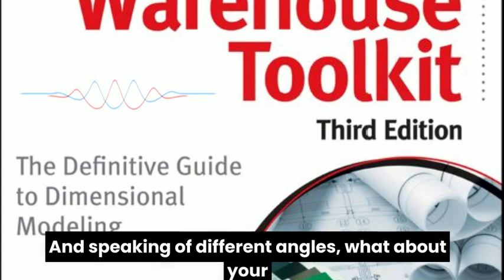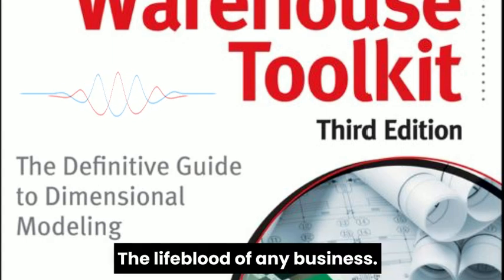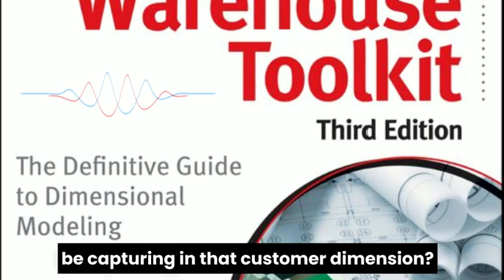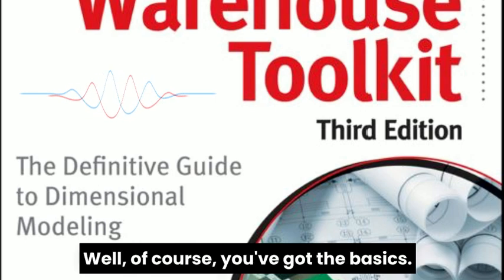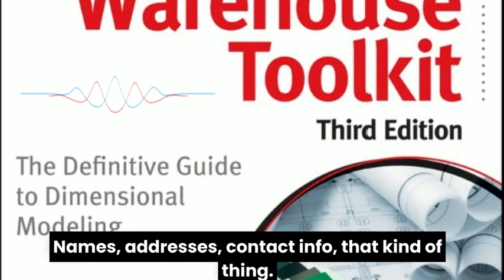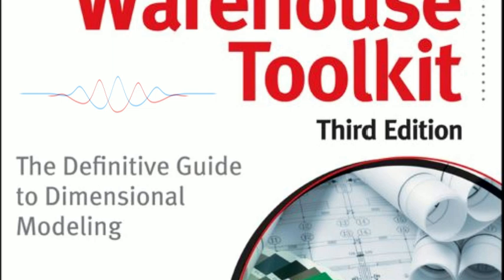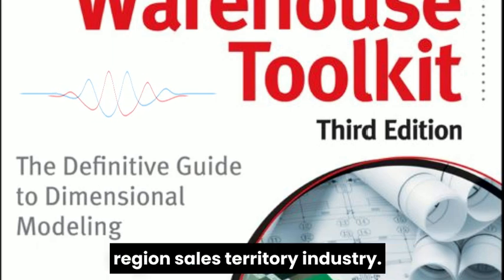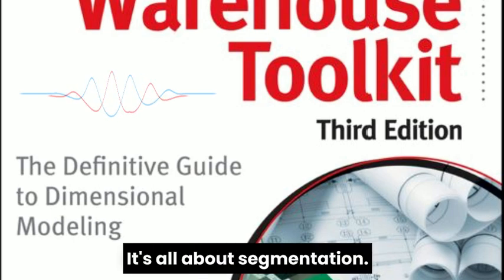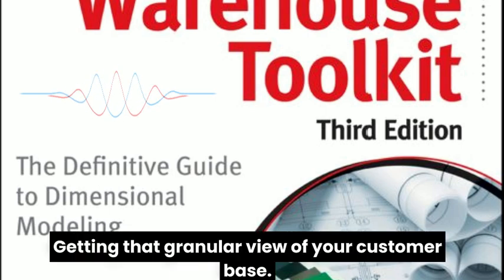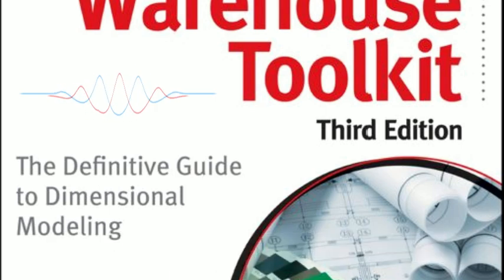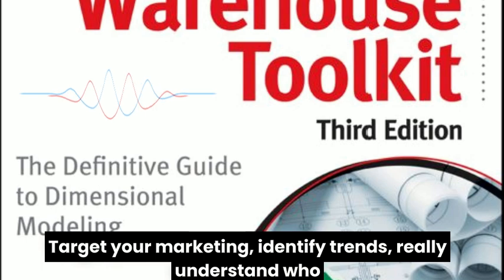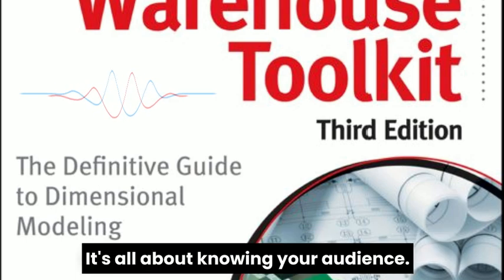And speaking of different angles, what about your customers? Ah, yes, the lifeblood of any business. What kind of information do we need to be capturing in that customer dimension? Well, of course, you've got the basics: names, addresses, contact info, that kind of thing. The essentials. But you can go deeper. You can build hierarchies to group customers by region, sales territory, industry. It's all about segmentation, getting that granular view of your customer base. So you can start to see patterns. Exactly. Target your marketing, identify trends, really understand who your customers are. It's all about knowing your audience.